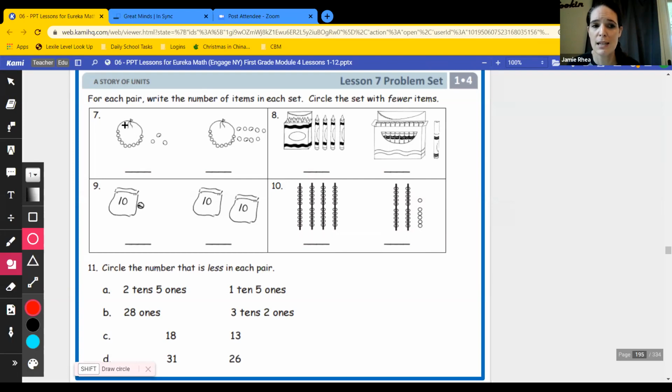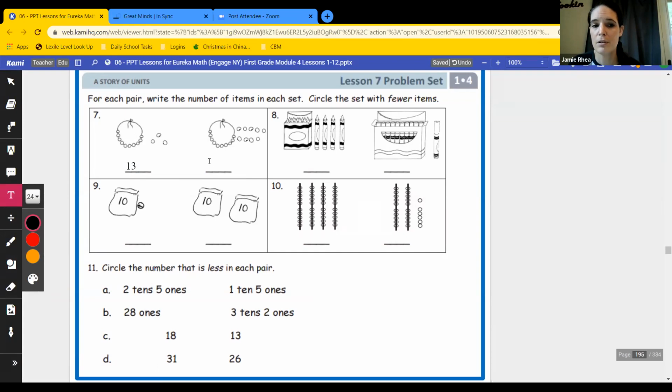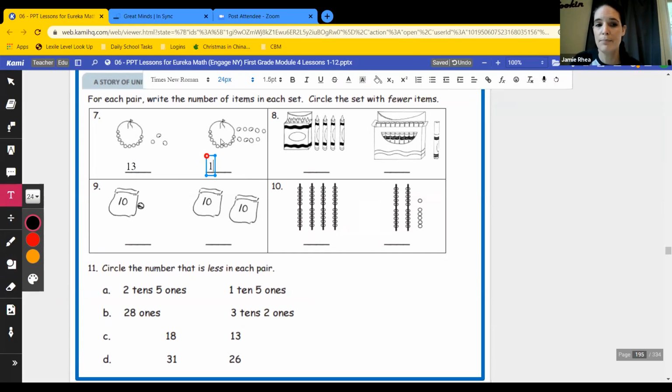Okay, so here again, I have 1 10. How many 1s do I have? Let's count them. 1, 2, 3. 3 1s. Over here I have 1 10 and 1, 2, 3, 4, 5, 6, 7, 8, 9. This one seems similar, but remember this time instead of looking for the greater or more, we're looking for fewer or less. So same concept though.